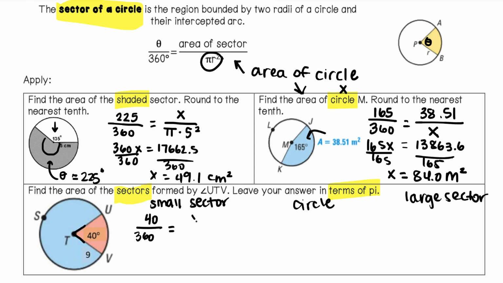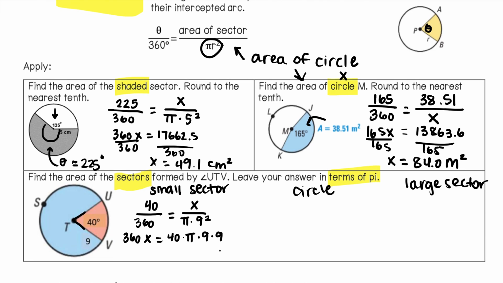And I want to know what's the area of the 40-degree sector, knowing that my whole area would come from taking pi times my radius of 9 squared. And from there, I'm going to cross multiply. But this time, since I'm leaving it in terms of pi, I want to look for some factors that are going to help me. So I'm just going to write out all these numbers. 40 times pi times 9 squared means 9 times 9.